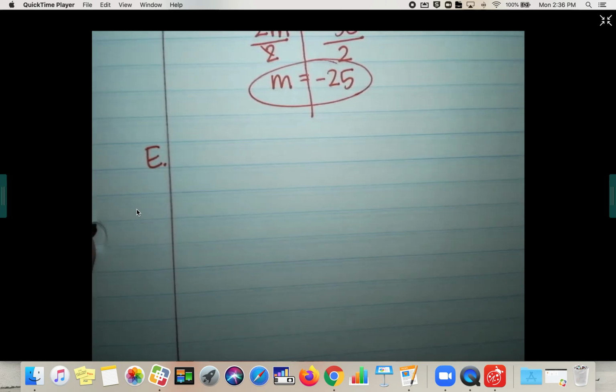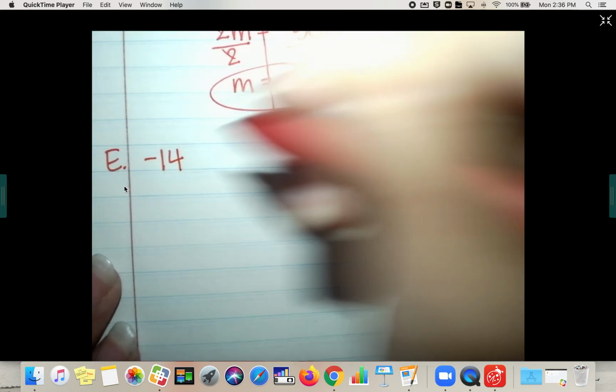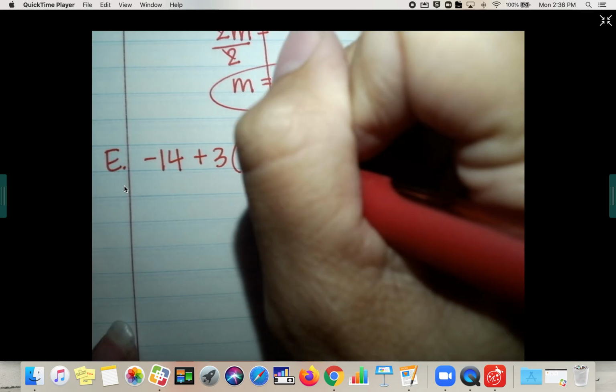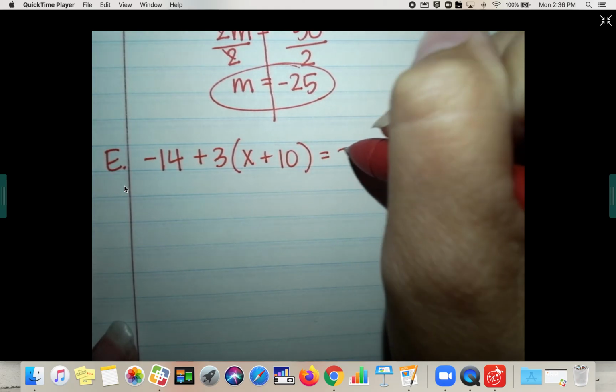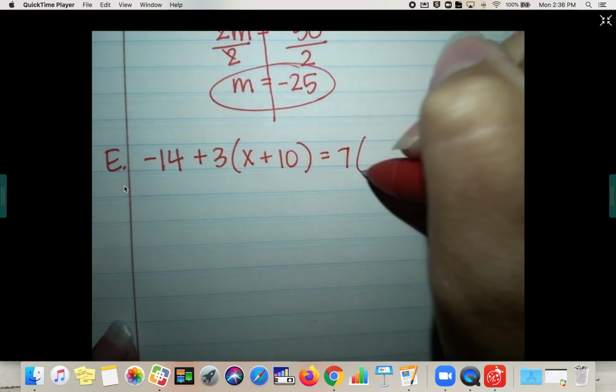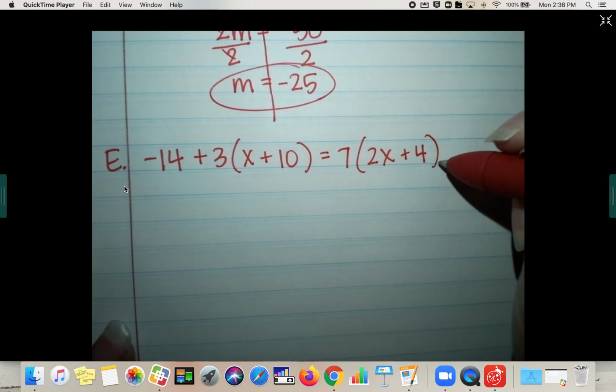All right, second to last one, guys. E. Here we go. E is negative 14 plus 3 times the quantity, x plus 10, equals 7 times the quantity, 2x plus 4 plus x.